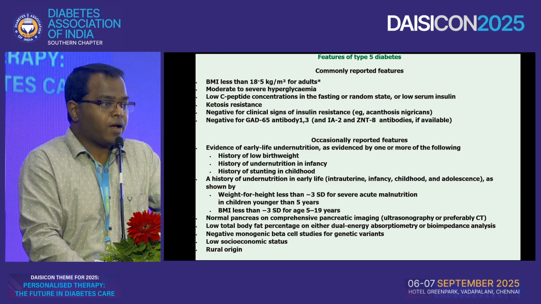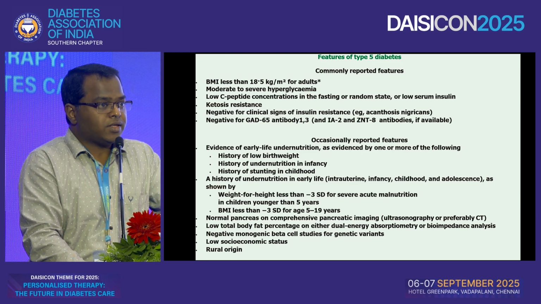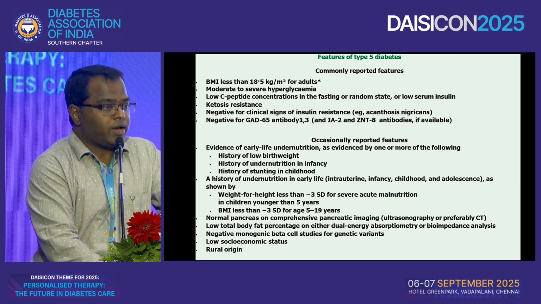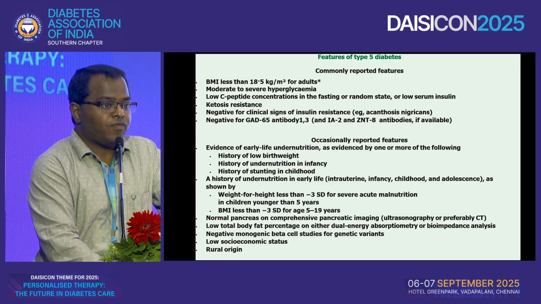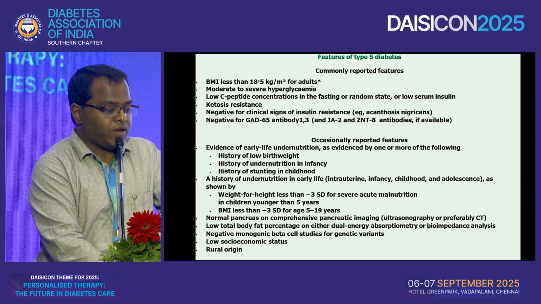difficult to get a history, and if you encounter a normal pancreas and normal or low body fat, one should look at this and probably look at adding OADs on these patients rather than label them as type 1. And more important is rural origin; low socioeconomic status is a very important thing.